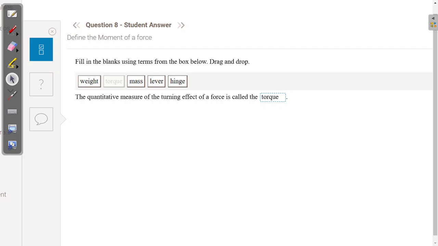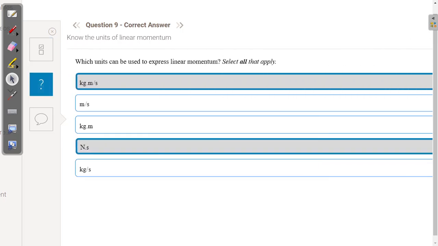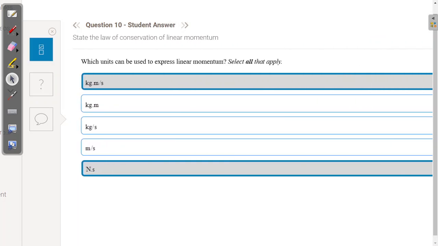Okay, this is memorization. The measure of the turning effect of a force is called the torque or the moment. Okay, this also is memorization, but you can derive it from the formulas of momentum. P equals, actually I don't need to explain this. How do you memorize it?